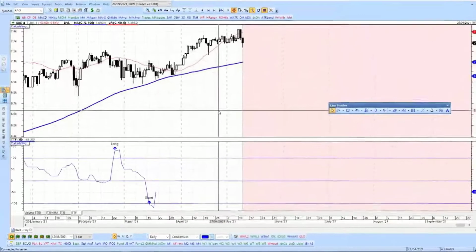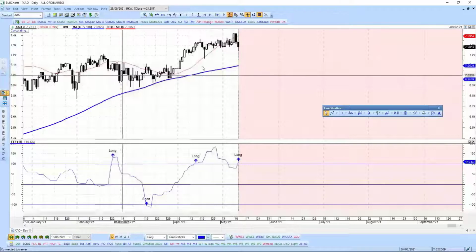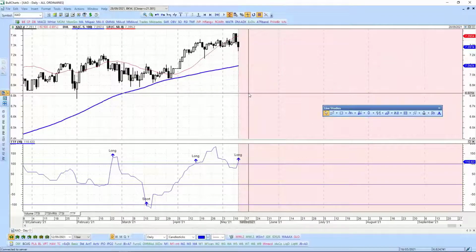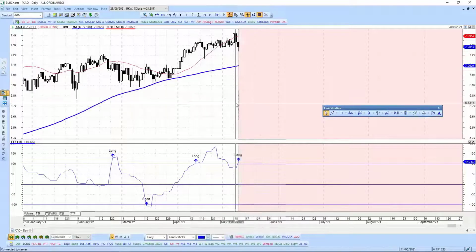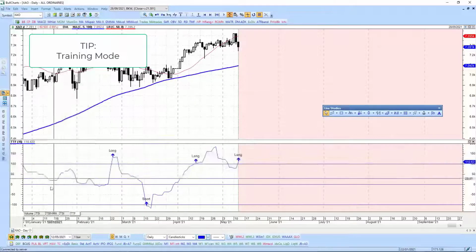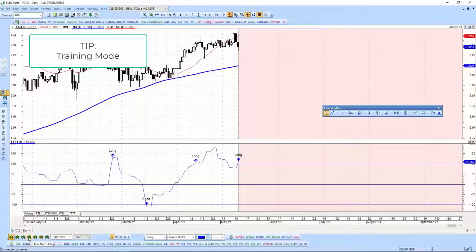The idea is that you can have a look at the price action before that blanked out, shaded out area, and think about your analysis and what you think might be about to happen next, and then reveal the price action. And using these buttons down here, we can show more data progressively.